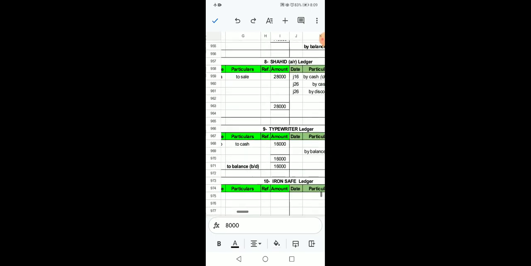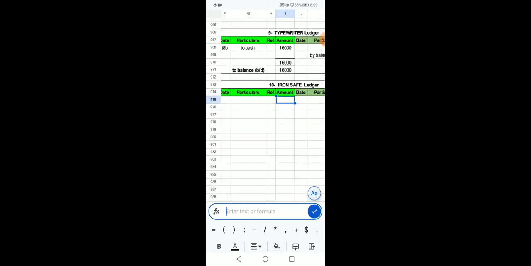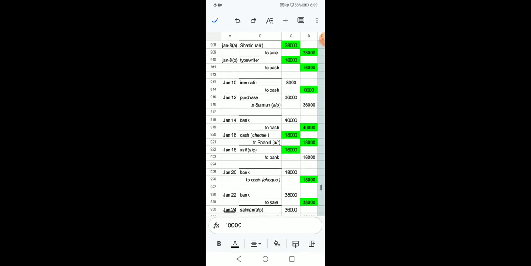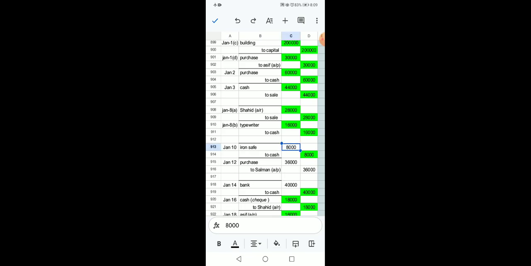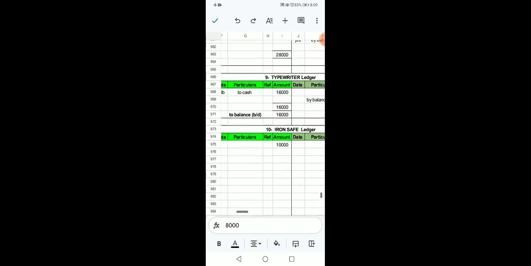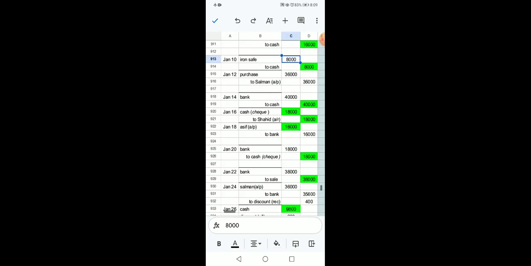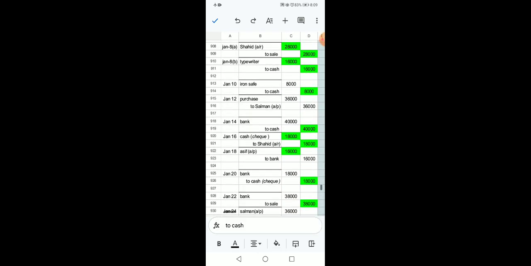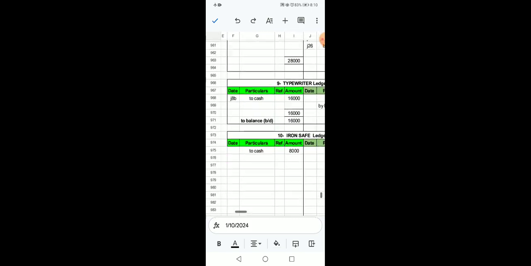Go to iron safe and write down the amount on the debit side. In the amount column of iron safe, see what it was. Iron safe was 8,000. Let me write down 8,000 over here. Iron safe was debited by 8,000. Okay, we have debited 8,000. Now see what the reference is. Iron safe was debited, cash is written on the opposite side, so you will write To Cash in the particular column. See what the date was, that is January 10. Put January 10 over here.